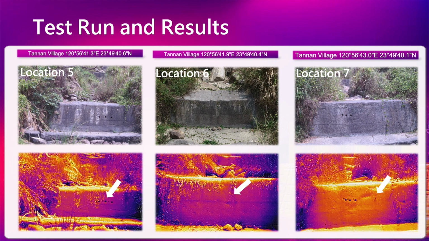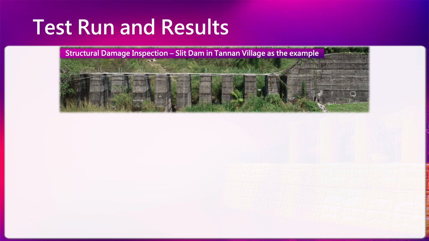For these 3 photos, locations 5, 6, and 7, there are check dams, and we can highlight those locations based on the thermal image. We found there are holes and also some gaps between the structural surfaces, and also some irregular lines and patterns on the surface of the concrete. So let's take a close look and try to summarize the findings of the photos.